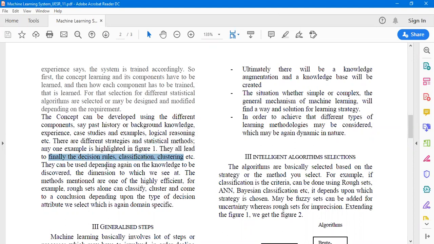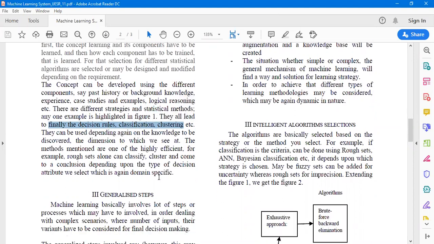They can be used depending again on the knowledge to be discovered, the dimension to which we see it. That's the context-based learning. The methods mentioned are highly efficient. For example, rough sets alone can classify, cluster, and come to the conclusion depending upon the type of decision attribute we select, which is again domain specific. We have a separate lecture on rough set theory. It's a very strong machine learning and data mining technique.